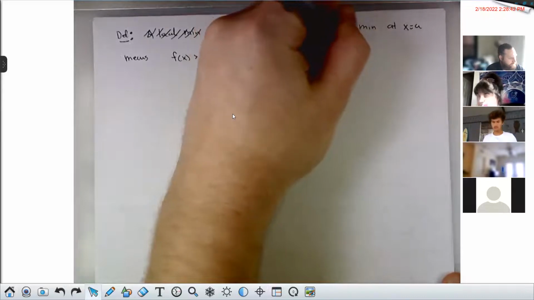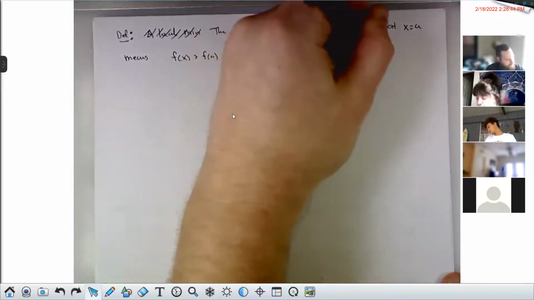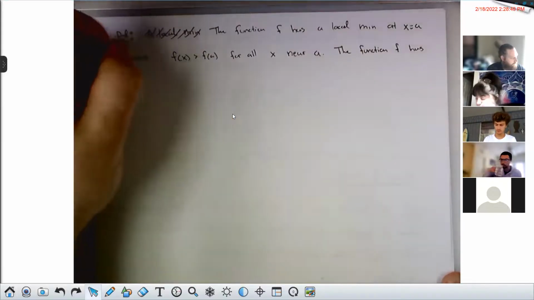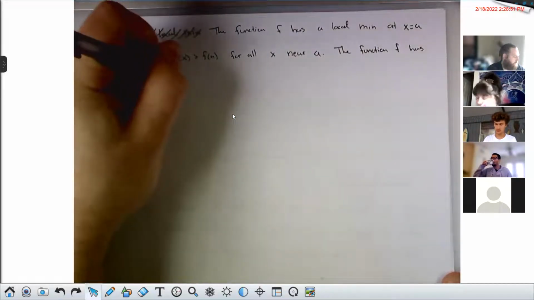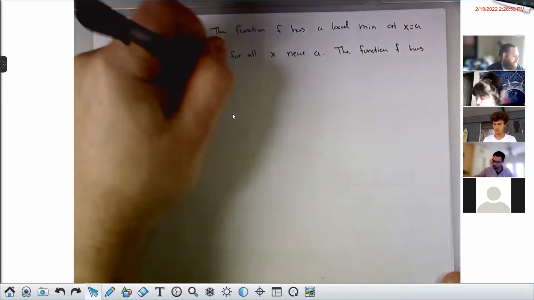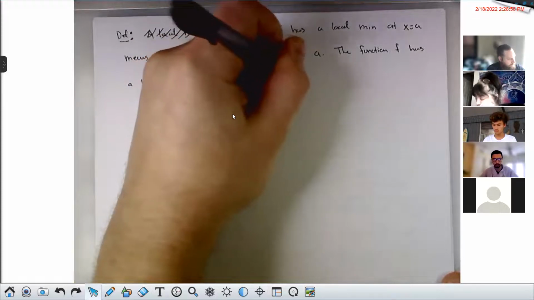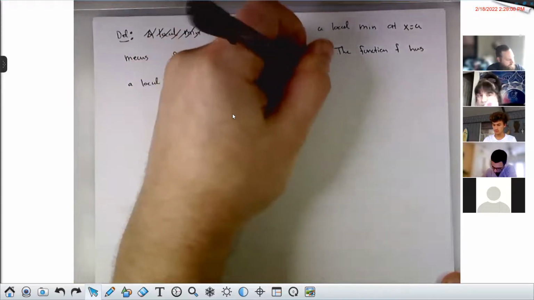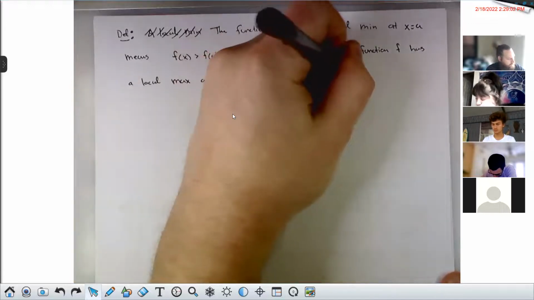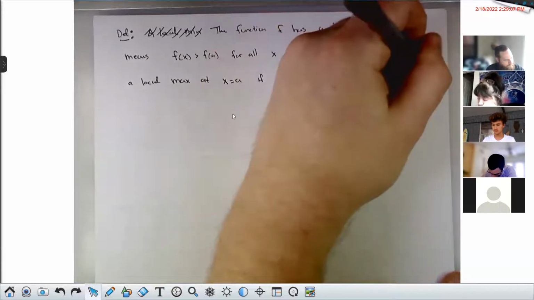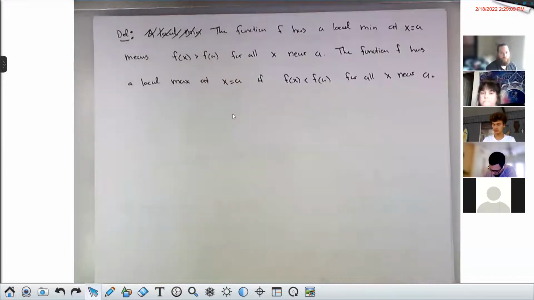And then we say that the function has a local max at x equals a if f of x is less than f of a near a. And there's a fudge word in each of these sentences. That's the word near. What does nearby mean?